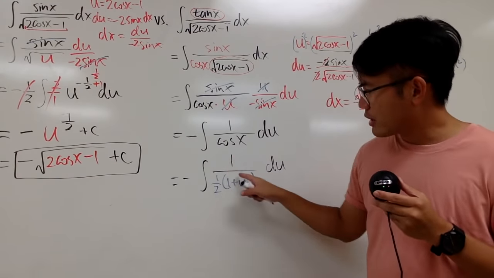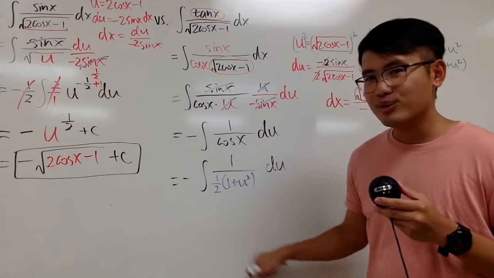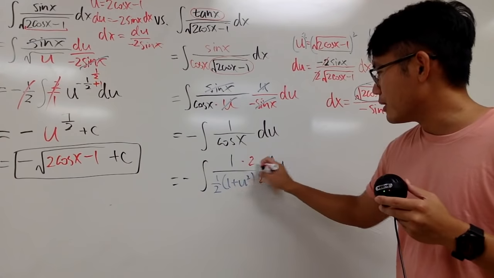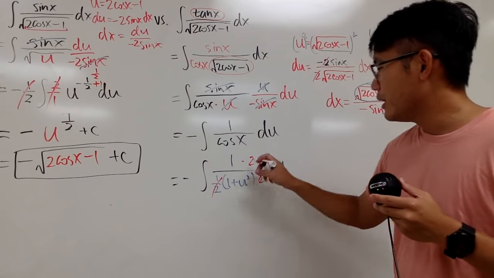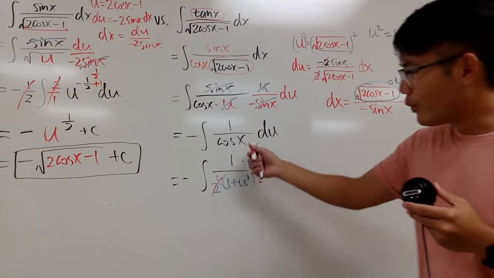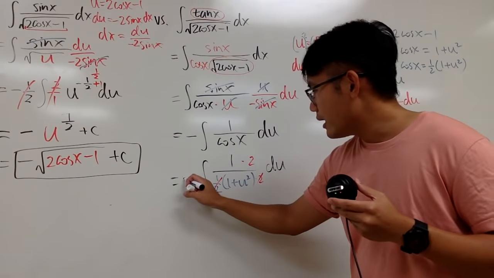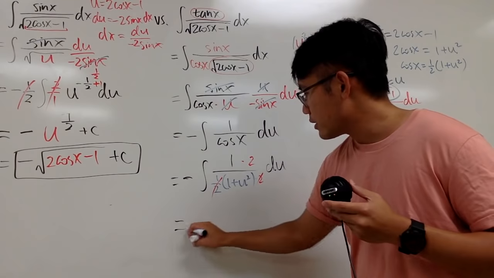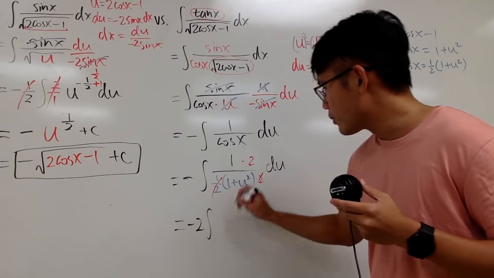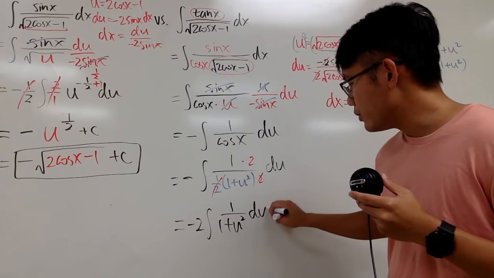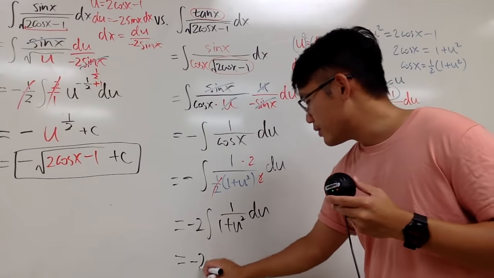We have this little complex fraction, 1 over 2. It's a really easy fix. Let's just multiply the bottom by 2 and the top by 2 so that this and that will cancel. And then we pretty much have 2. 1 over 1/2 is pretty much just a regular 2. Anyway, I will put this 2 to the front. So this is negative 2 integral 1 over 1 plus u squared du. And this is negative 2.